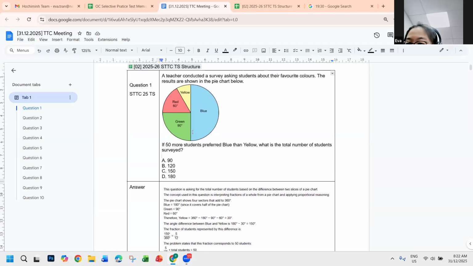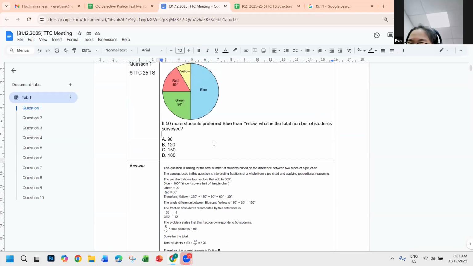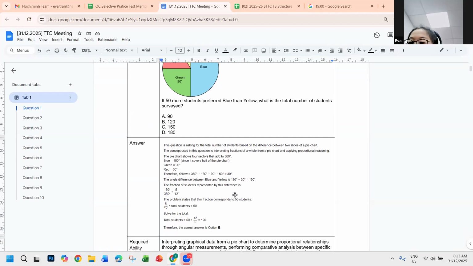So first we will find the degree of yellow. The total degree of the circle is 360 degrees. We will subtract the degrees of red, green, and blue. We take 360 degrees minus 180 of blue, 90 degrees of green, and 60 degrees of red. We have yellow is 30 degrees.